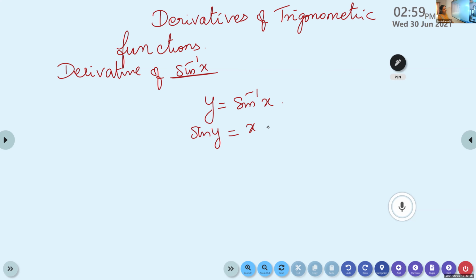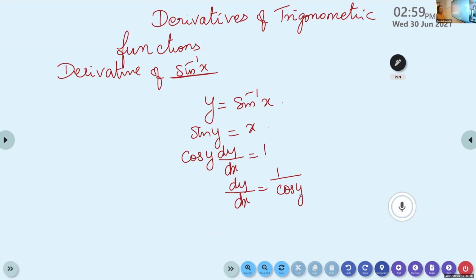What is the derivative of sine y? Is it cos y? Cos y dy by dx equal to 1. Therefore, what is dy by dx? It is 1 by cos y. Is it correct? But the final answer we want in terms of x.